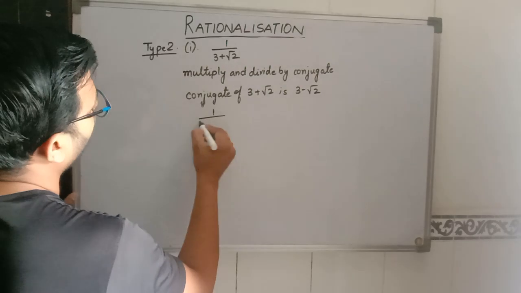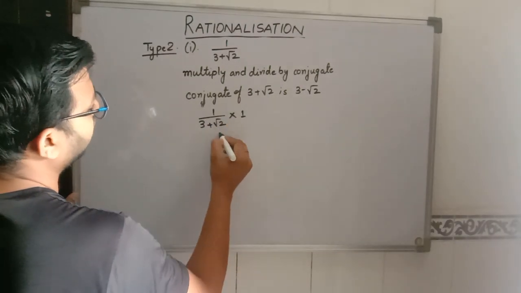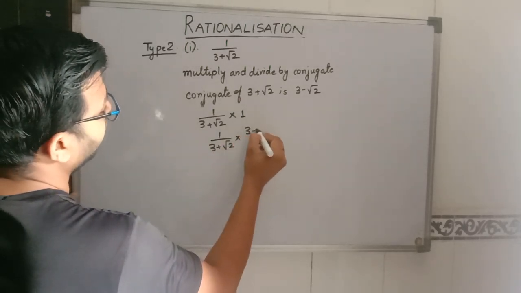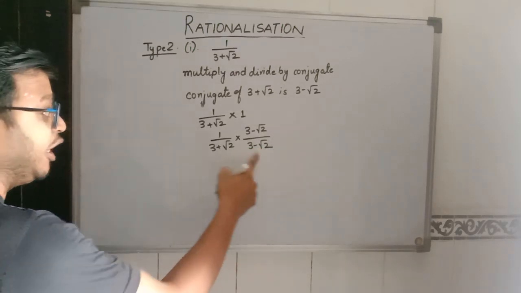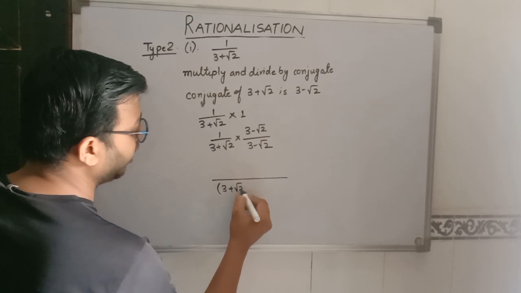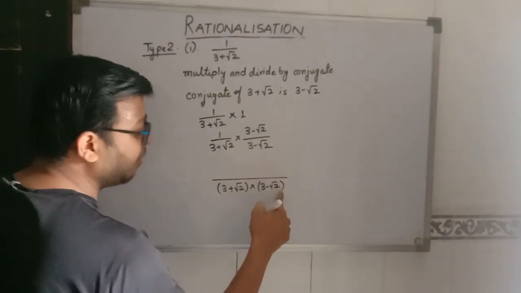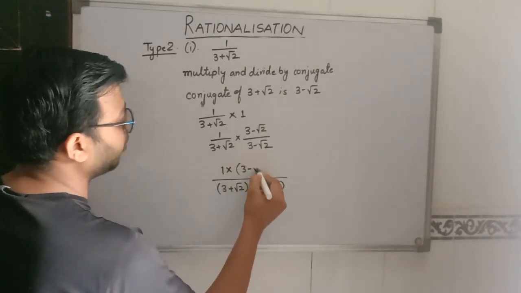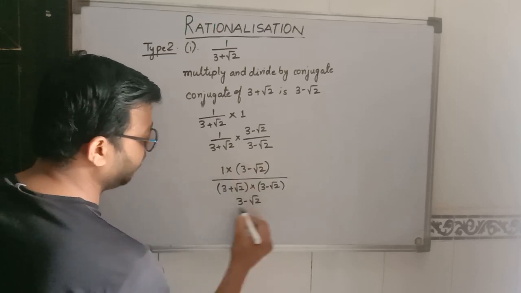So what we are going to do, observe it carefully. 1 upon 3 plus root 2 multiplied by 1. Now 1 can be converted as the same numerator and same denominator. Why are we doing so? Because you can see very carefully, now in the denominator the formula of a plus b and a minus b has been formed, and in the numerator we only have to do the multiplication process. So 1 multiplied by any number, the result will be the same.